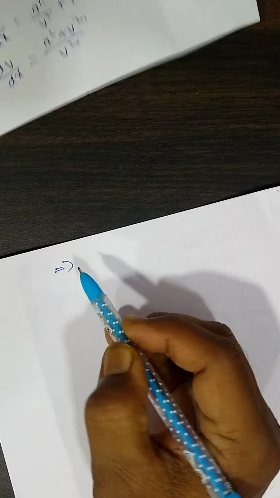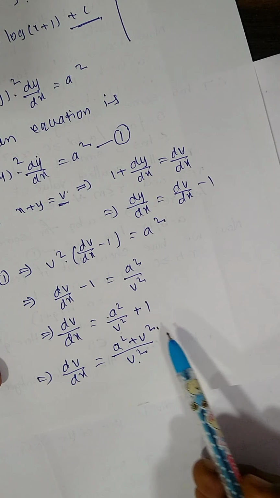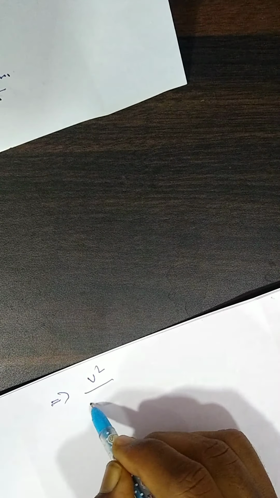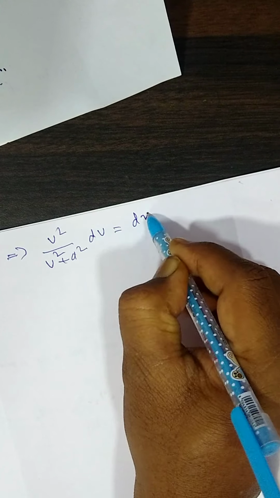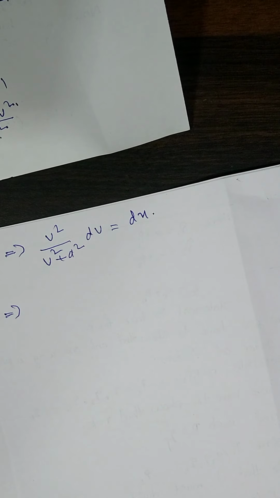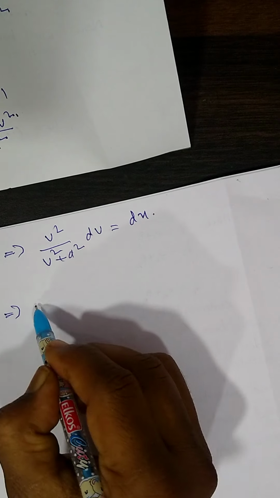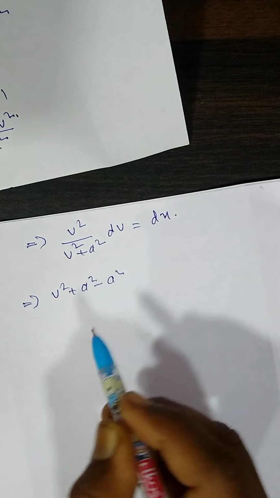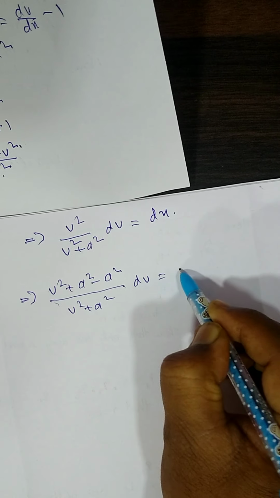Now this v square we bring from RHS to LHS, as well as this a square plus v square we bring from LHS to RHS. After bringing, we can write v square by v square plus a square into dv equal to dx. Now we add a square and subtract a square for the integration: v square plus a square minus a square by v square plus a square into dv equal to dx.